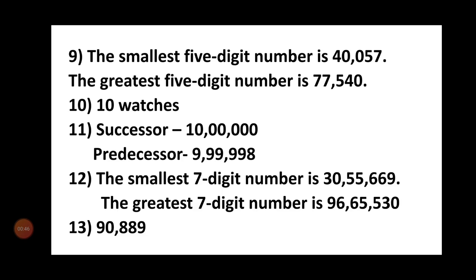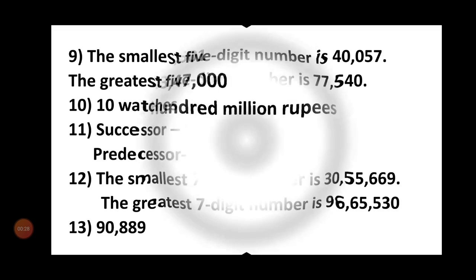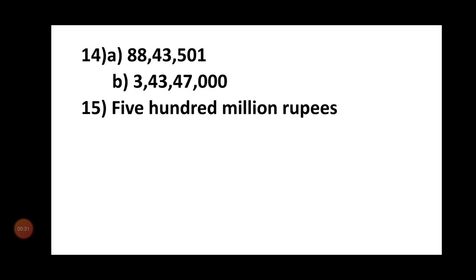Then ninth one, the smallest 5-digit number is 40,057. The greatest 5-digit number is 77,540. 10th one, 10 watches. 11th one, successor, 10 lakh. Predecessor of the number, 9,99,998. 12th one, the smallest 7-digit number is 30,55,669. The greatest 7-digit number is 96,65,530. 13th one, 90,889. And 14th one, A, 88,43,501. B, 3 crore 43,47,000. 15th one, 500 million rupees.